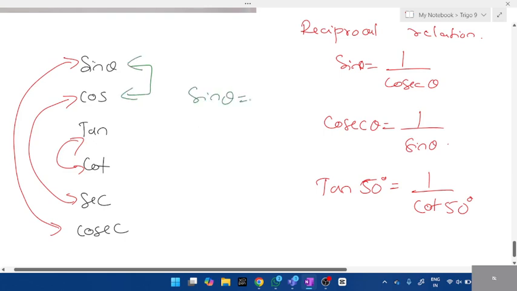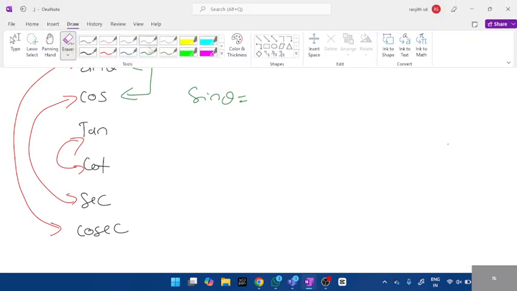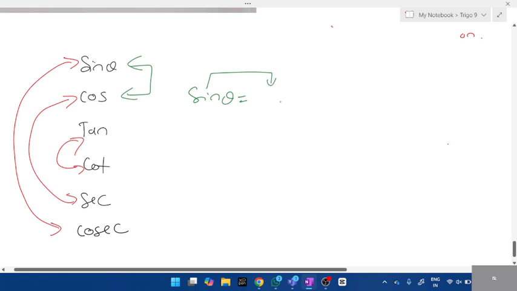Sin theta. What's the formula for sin theta? What is complementary for sin? 90 minus, no. First, you have to convert into 90. Yes, cos of 90 minus theta. Cos 90 minus theta. Only if you get this right, we'll be able to do the last exercise.